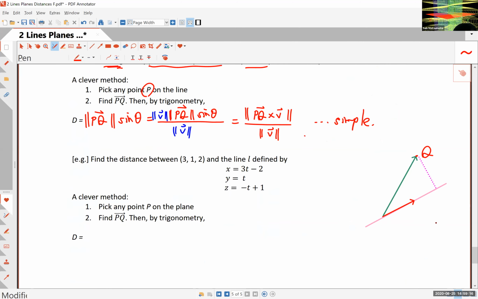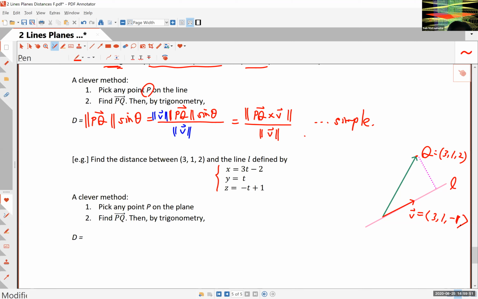Okay, so let's do one last example here. I think this is the last example. Maybe you can pause this and figure this out. The question is this: find the distance between the point (3, 1, 2) and the line L described by the parametric equations x = 3t - 2, y = t, z = -t + 1. Okay, so you can tell that this v has to be (3, 1, -1).